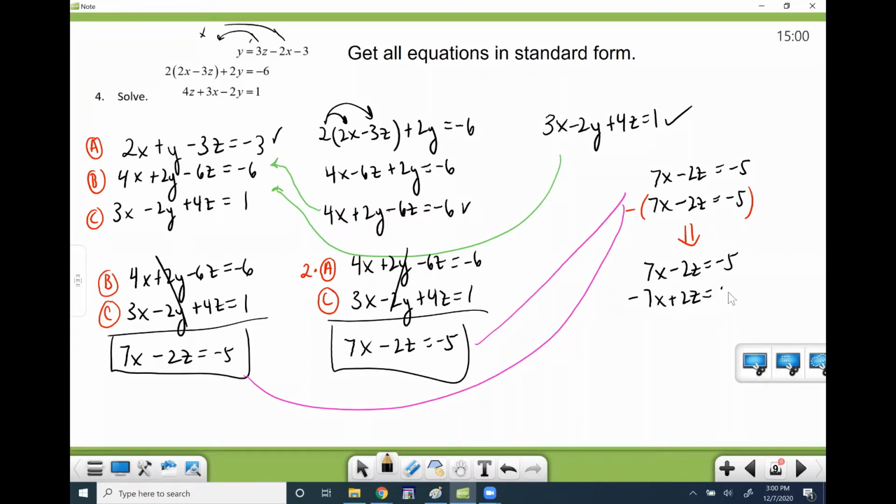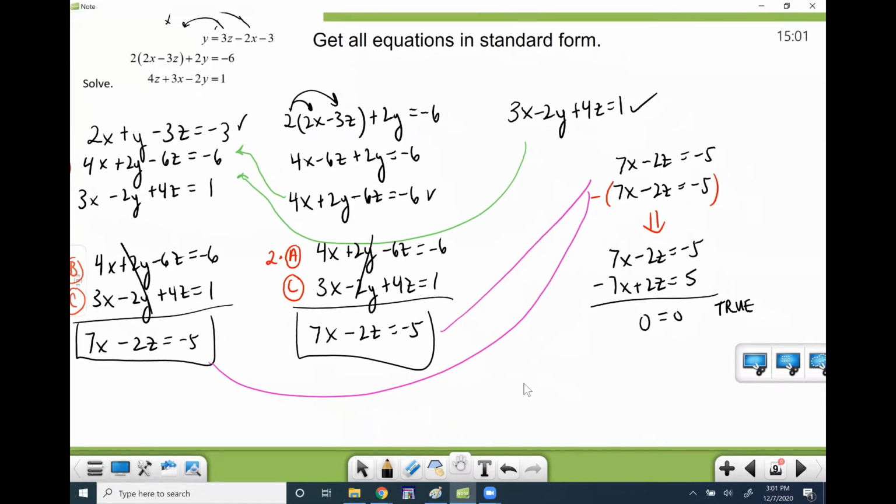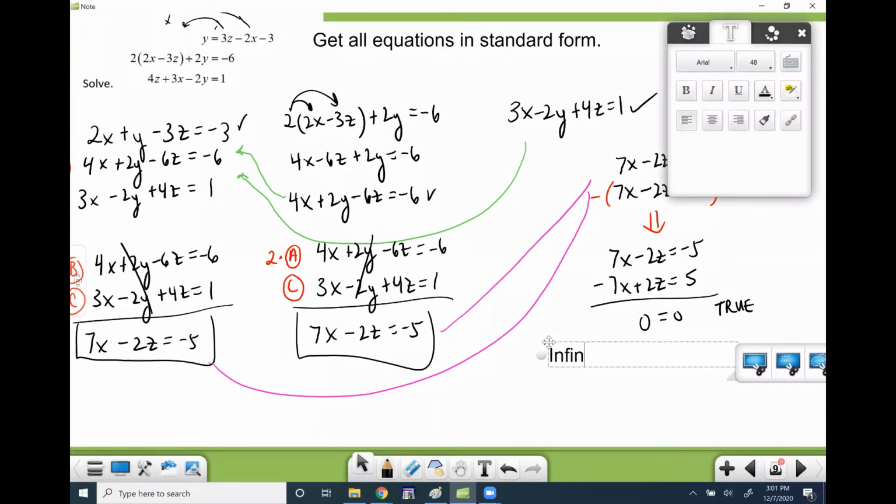Okay, so the question is like, okay, what does that mean when I get 0 equals 0? You guys remember what it means when that's a true statement? All real numbers. Close, close. You're super close. It's dependent. Yes. Okay, so it's infinitely many.